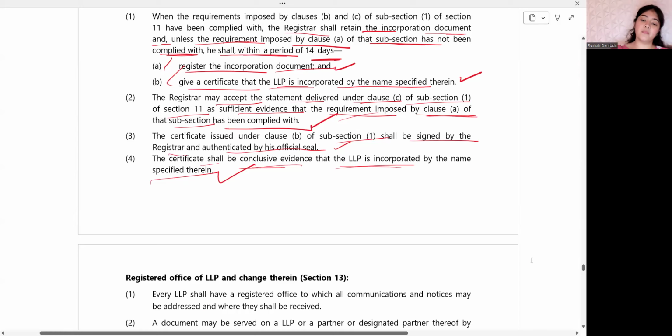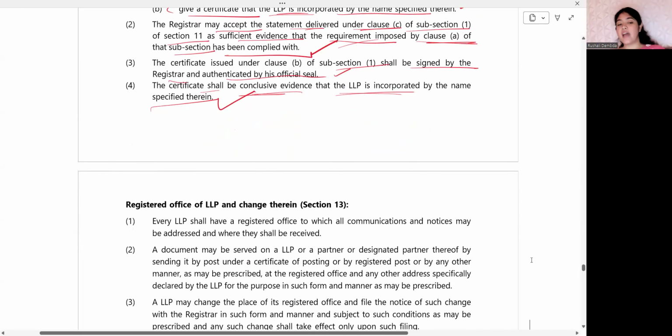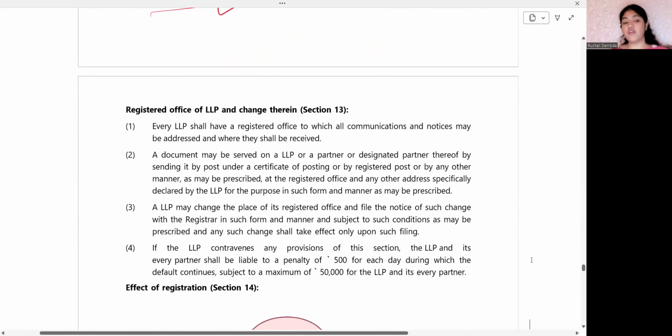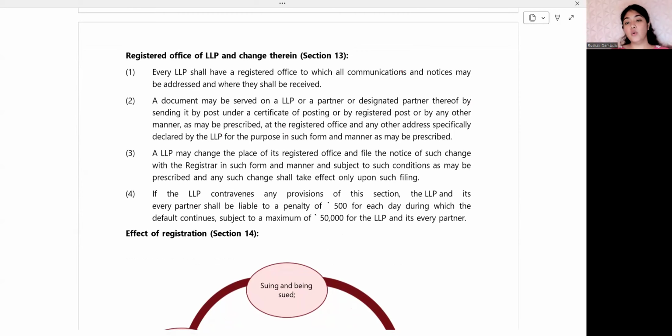Registered office of LLP and change therein. Every LLP should have one registered office, and the address of the office is also to be given to the registrar of companies. Now, every LLP shall have a registered office to which all communications and notices may be addressed and where they shall be received. So to this office, any notice or communication given by any of the departments will be sent.